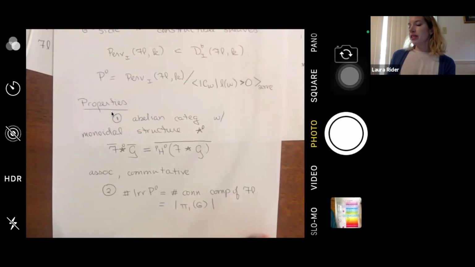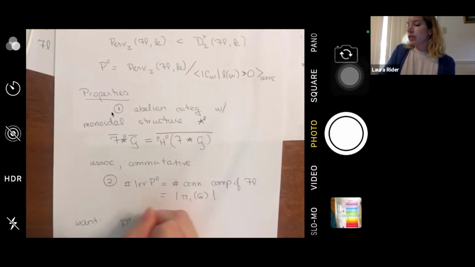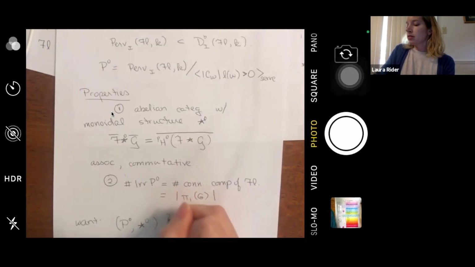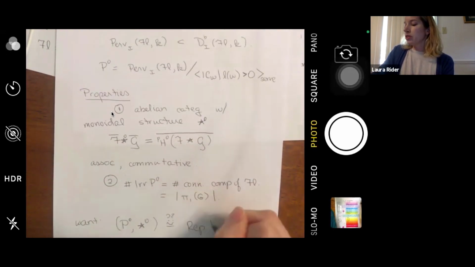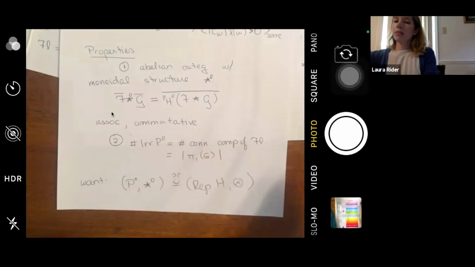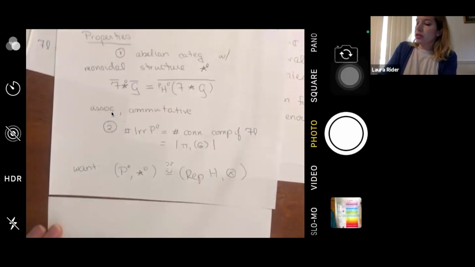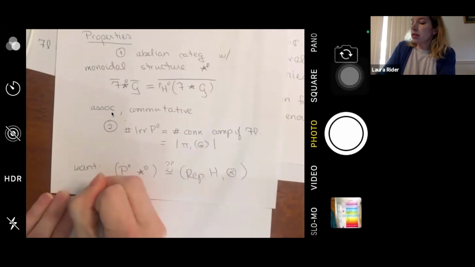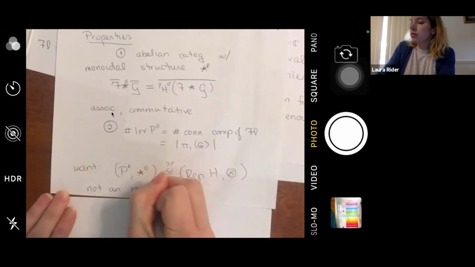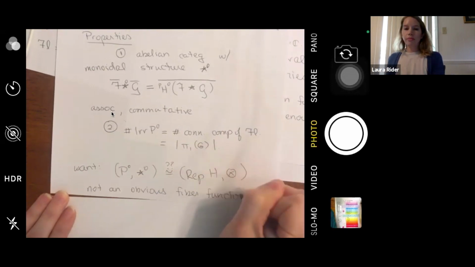And so the fact that I have this monoidal structure that's commutative means I want to think of this as a category of representations with its corresponding tensor product. But the problem here in this situation is that there's not an obvious fiber functor. Okay.